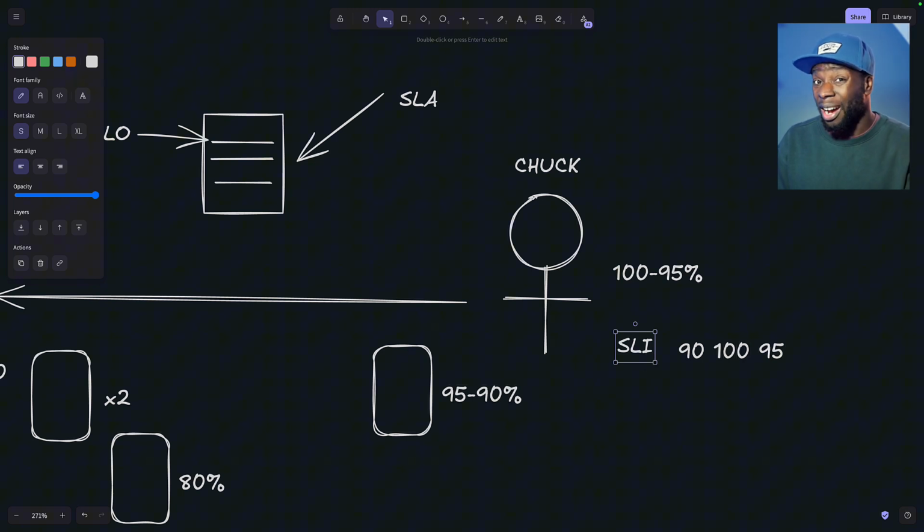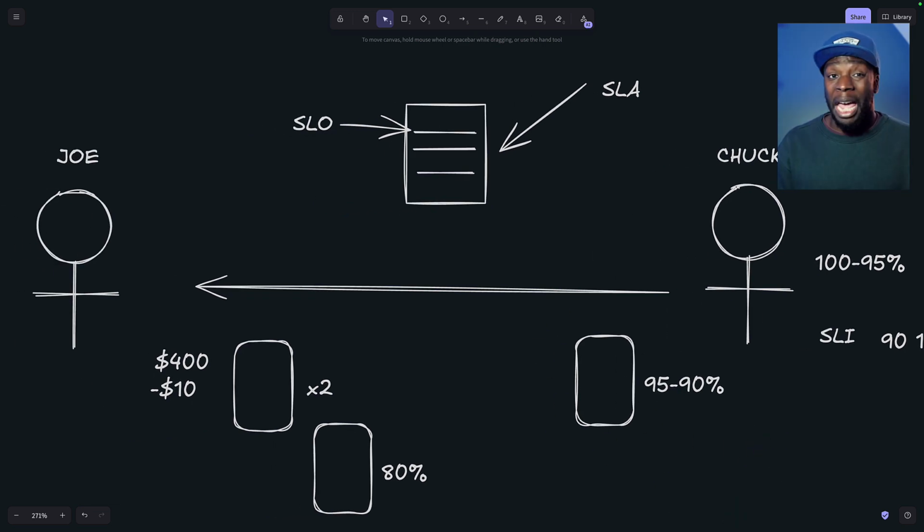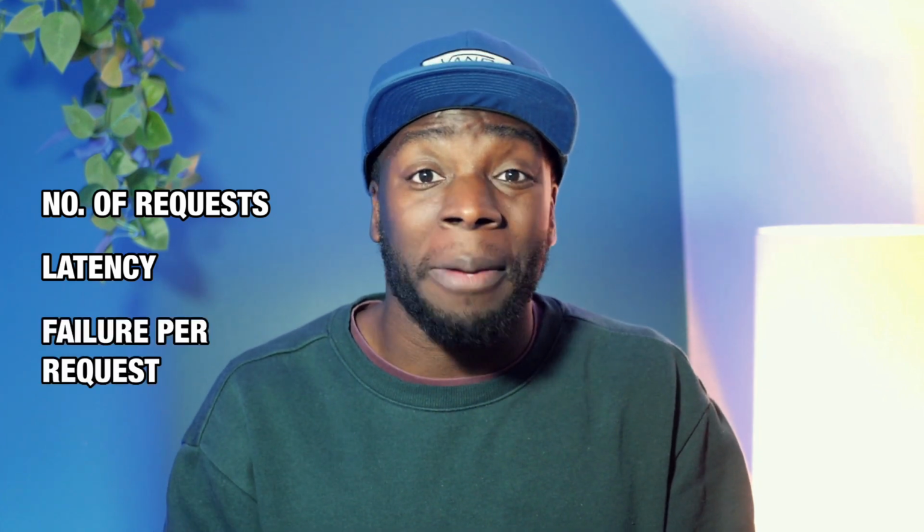But just because Chuck has an SLO, he has his target, doesn't mean he stops getting values for the SLI. In fact, Chuck is still calculating the quality of his rice each time he gives it to Joe to make sure that he can still meet his internal SLO and his SLA. He may have 100% quality rice, he may have 96, 95, it doesn't really matter, as long as he's meeting his internal SLO. Similarly, AWS and other companies most likely have a way of measuring the actual performance of their service. These are metrics over time, aggregating things like number of requests, latency, and failure per request.